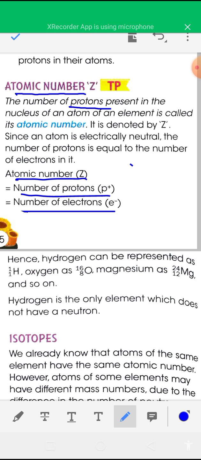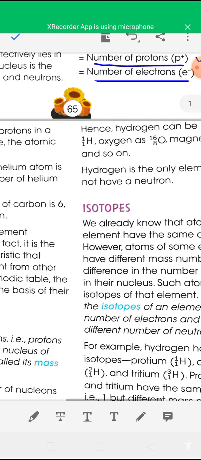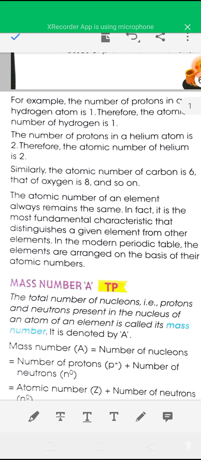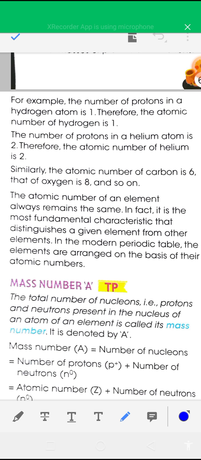So atomic number is generally the number of protons, or you can also say atomic number is equal to the number of electrons. For example, if in a hydrogen atom only one proton is there, then the atomic number of hydrogen is 1. In helium, 2 protons are present in the nucleus, so the atomic number of helium is 2. If 3 protons are present in the nucleus of an atom, then atomic number is 3.